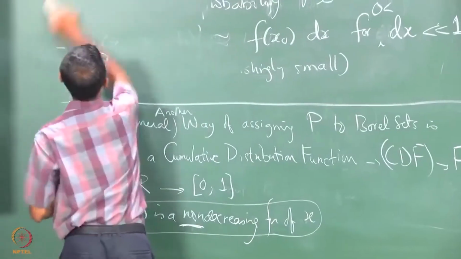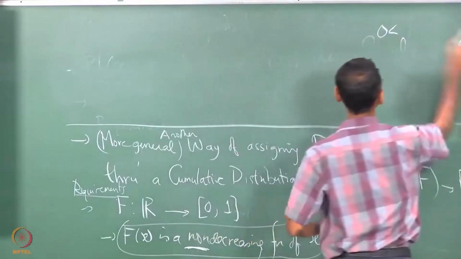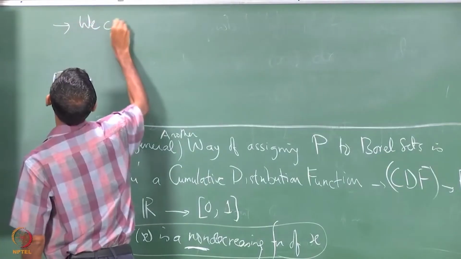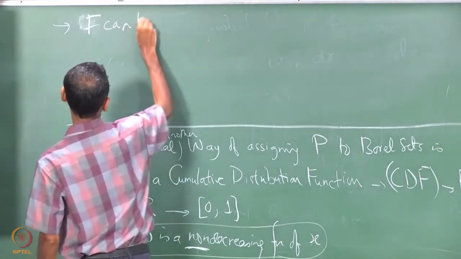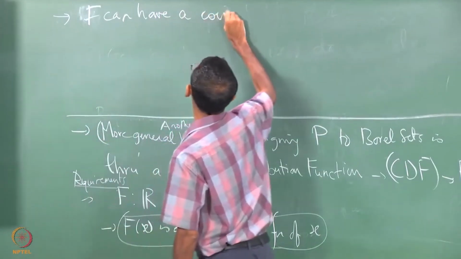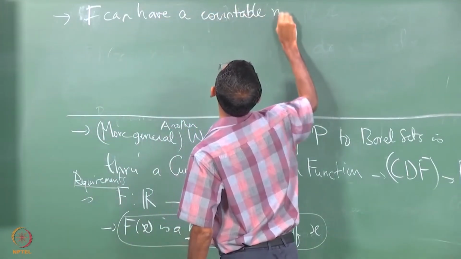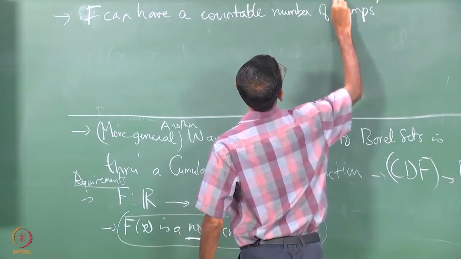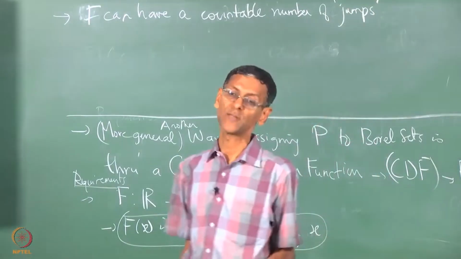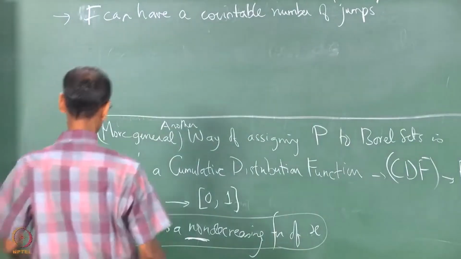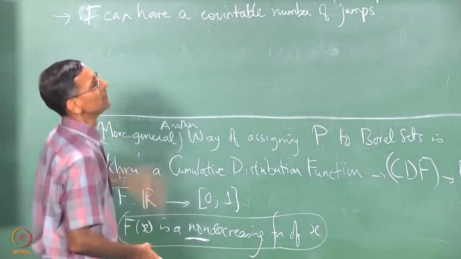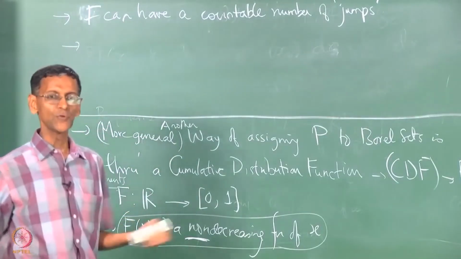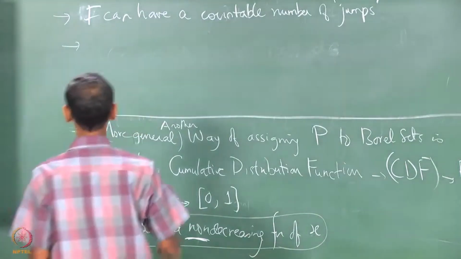So let us go back and state that out here. Let me say f can have a countable number of jumps, and I say that countable can actually be countably infinite. Okay, but supposing small f, the PDF, is defined. What is the relationship using calculus between the PDF and the CDF? Supposing f is specified.